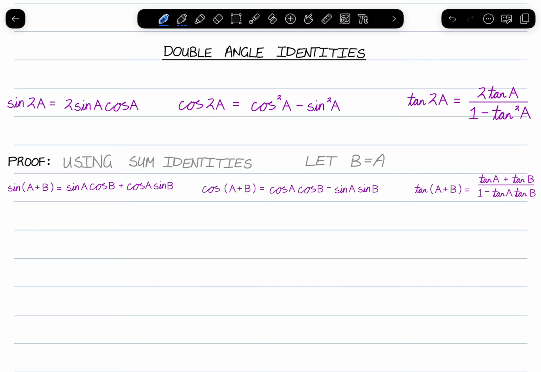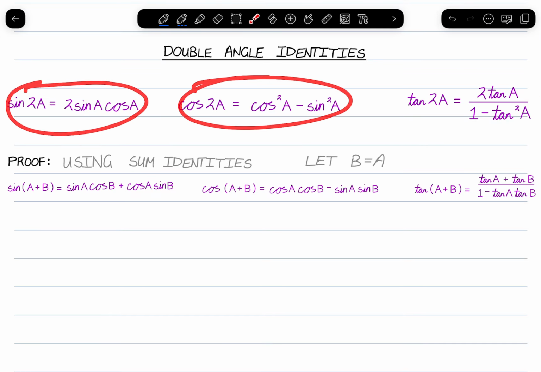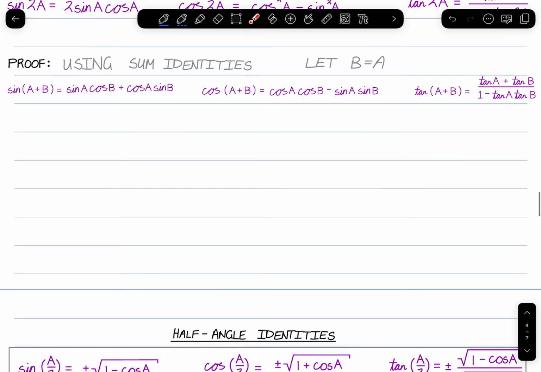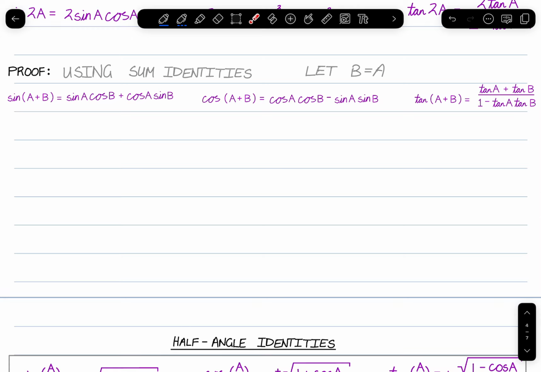Hello class, this is a video tutorial on the proofs of double angle identities. So it's these three identities that we're going to be proving, and you'll see that I'm going to write very small, short and concise because it's rather straightforward in doing this.